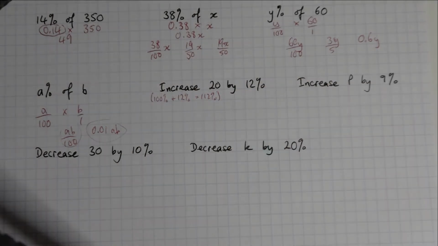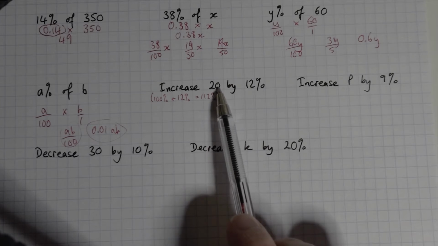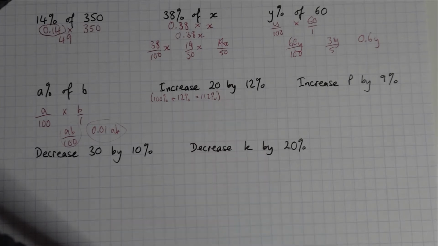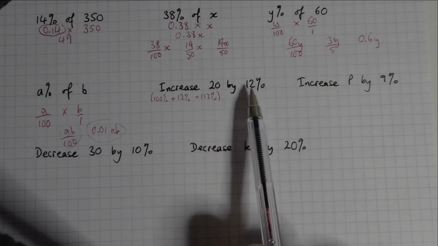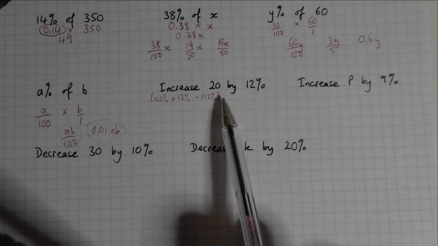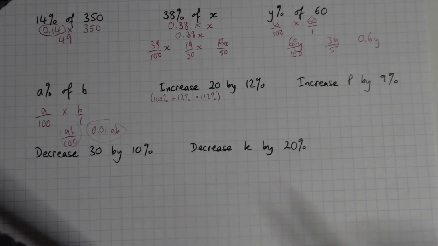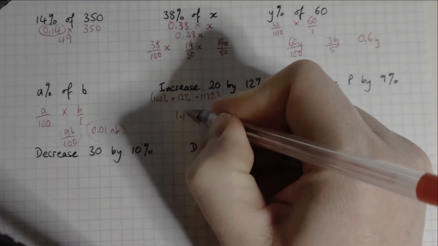So this is a bit like saying work out 112% of 20. Okay, it's exactly the same question if you think about it. Increasing something by 12% is the same as finding 112% of that number. For this particular question, it would be 112% of 20. That number there as a decimal or a multiplier is 1.12.